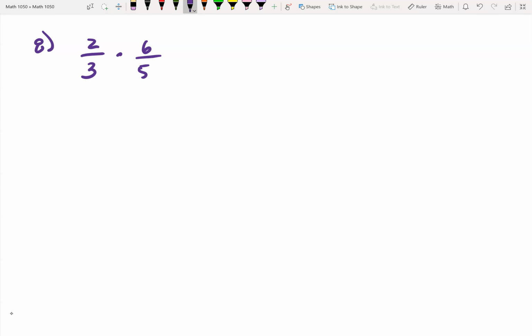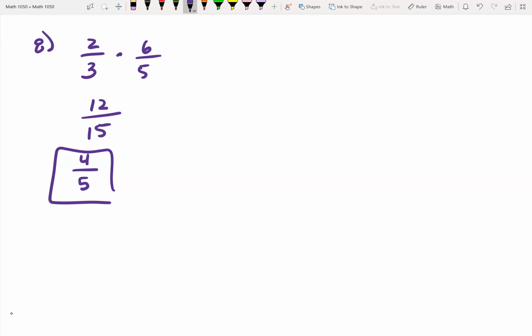Okay, you have a couple of options. You could do this. I would not do this, but you could. Look, 2 times 6 is 12. 5 times 3 is 15. Reduce. 3 goes into 12 4 times. 3 goes into 15 5 times. Done. So when you multiply the tops together, bottoms together.